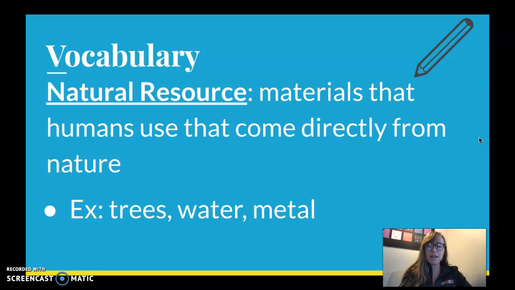Okay, a couple of things to write down. There's a couple of vocab words today, so make sure you're taking notes either in that online science journal or in your notebook. A natural resource is any material that humans can use that comes directly from nature. So trees, water, metal, those are all examples of natural resources. You can pause this if you need a little bit more time to write that down.